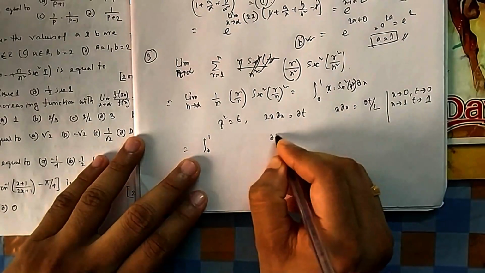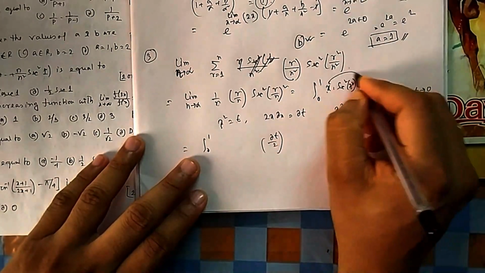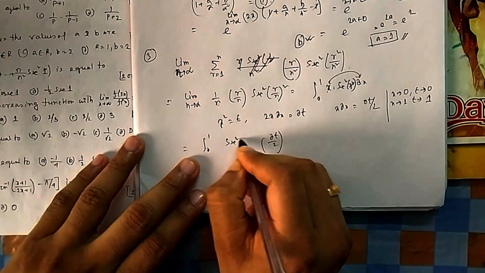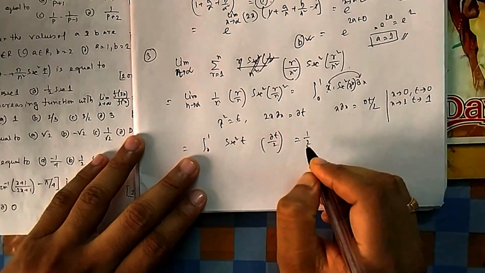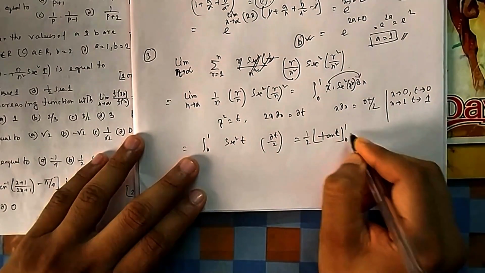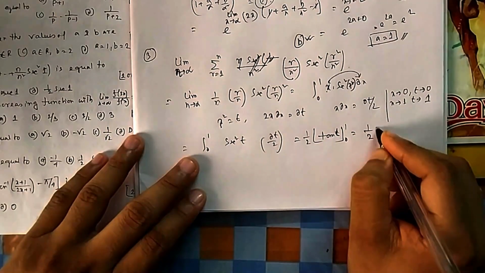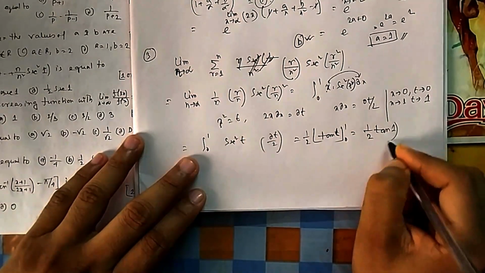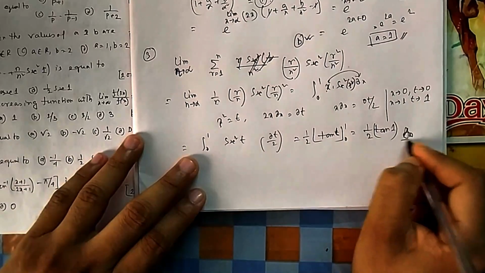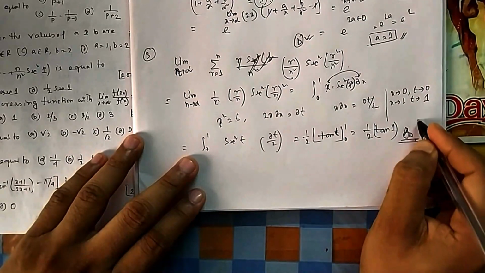x dx is dt by 2, and it is sec square t. And the integral of sec square t, you know, is tan t, from 0 to 1. So it is tan 1 minus tan 0. tan 0 is 0. So this is your answer. So that is your option A.